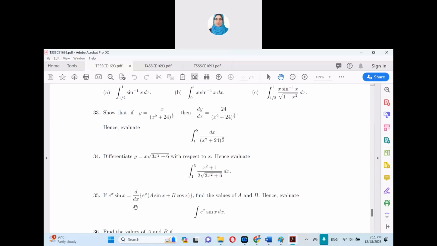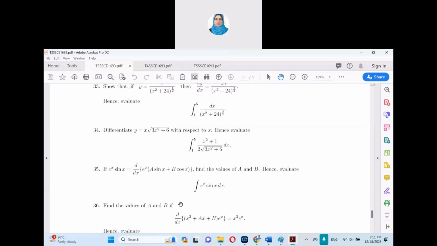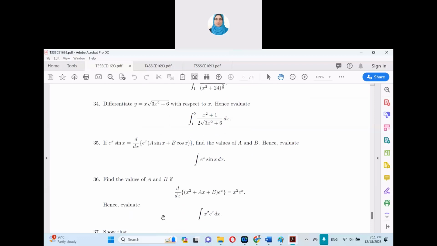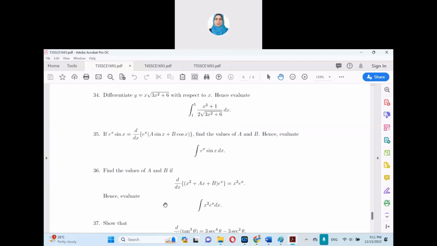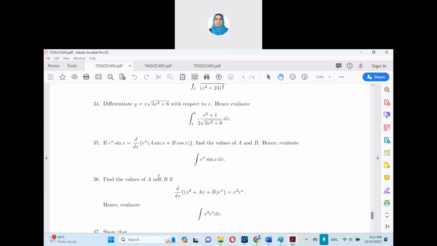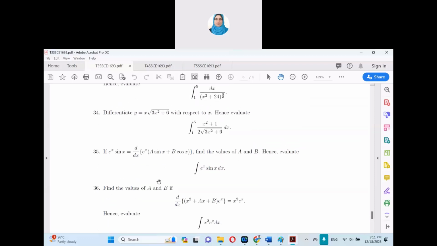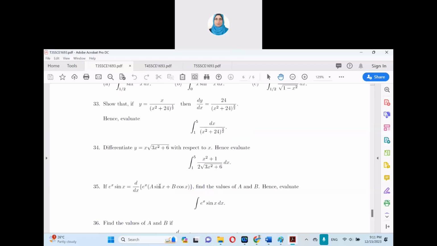34, 35. 35: if e to the x sine x equals the derivative, find the value and hence evaluate. 36: find the value. Okay, 35 and 36, same idea. So we can choose one. We can choose 35, 36, same idea.